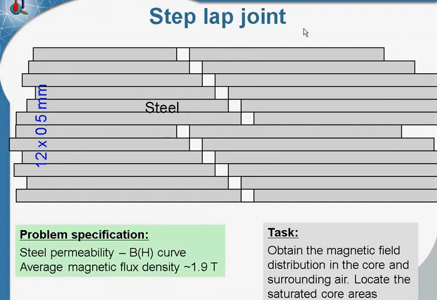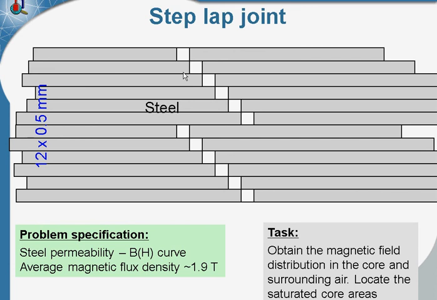Step lap joint of the core. A transformer usually consists of the core and the winding. To reduce eddy current losses in the core, it is made of stacks of thin sheets of silicon steel. To assemble the winding on the core, the core is made demountable.